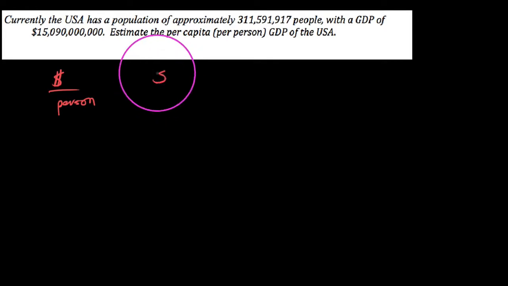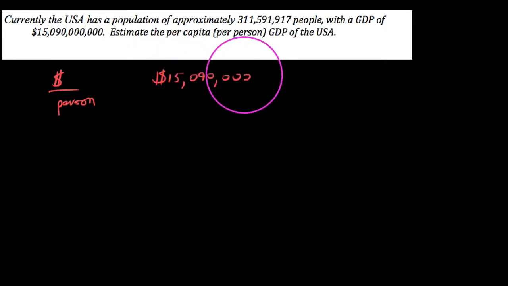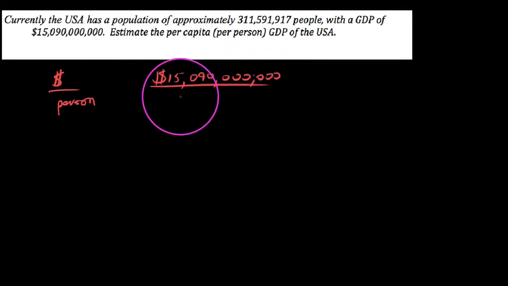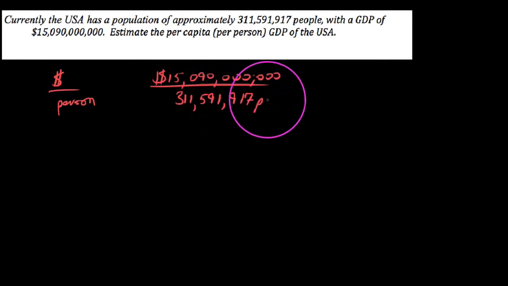We could take the number of dollars, 150900000, and another 3 zeros, and divide it by the number of people, 311591917 people. And this would essentially give us the number of dollars per person in the United States. Now, since these figures are so inflated, what we could do instead is write them in scientific notation.